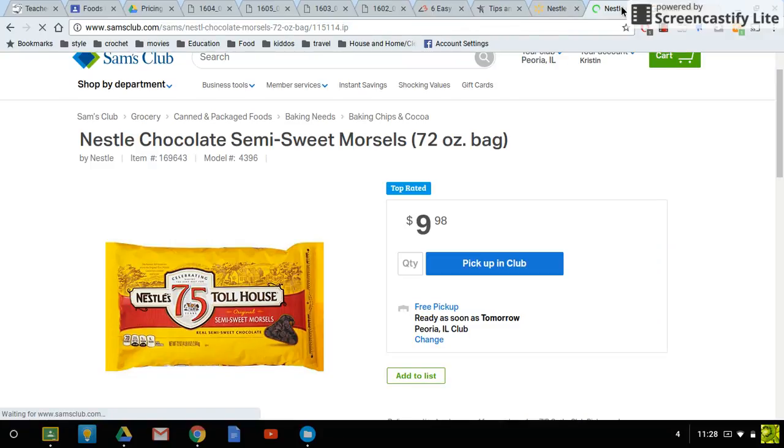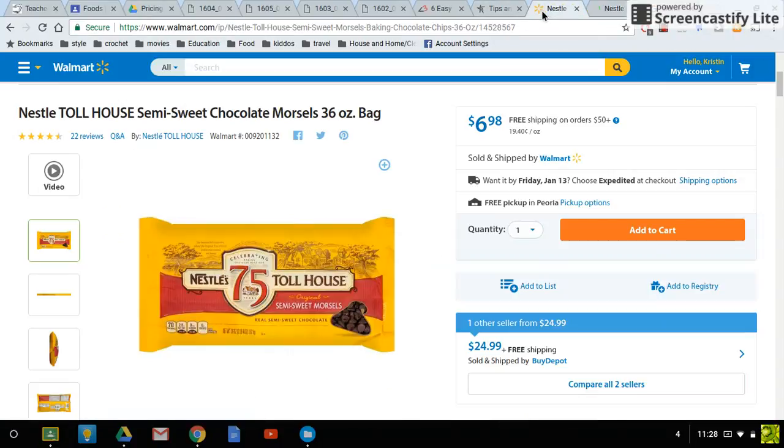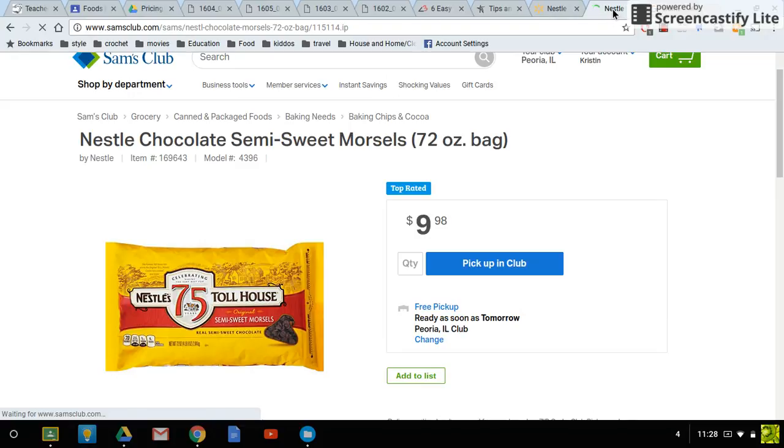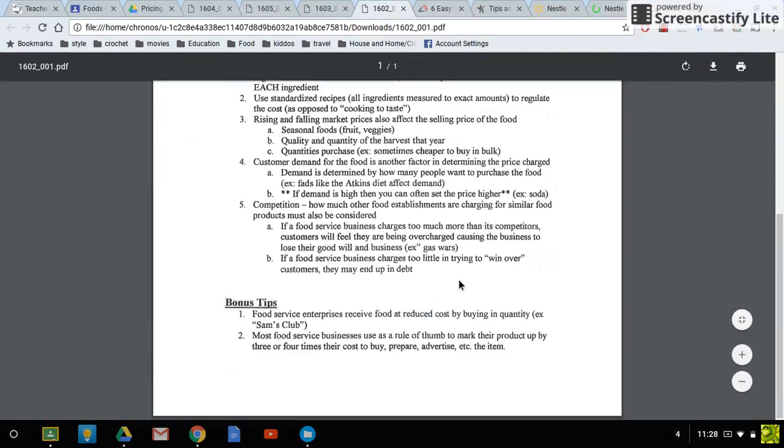If I go to Sam's, I can get a 72-ounce bag of chocolate chips, double the other size, for only $10. Now, if you look over here, had I gotten 2 bags to equate to that, it would be $13 at Walmart. So shopping at Sam's Club, where I can get bulk items, often saves us money, and I promise to do that. So these are just a couple tips on pricing.